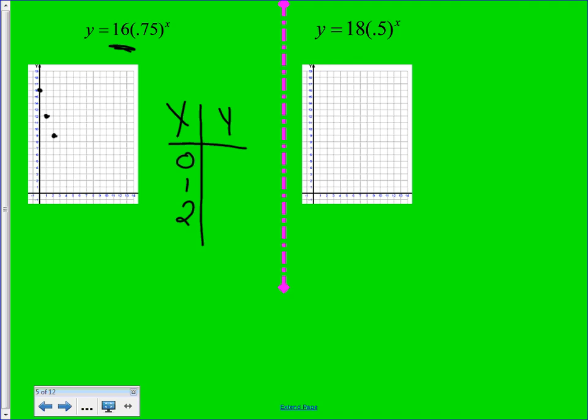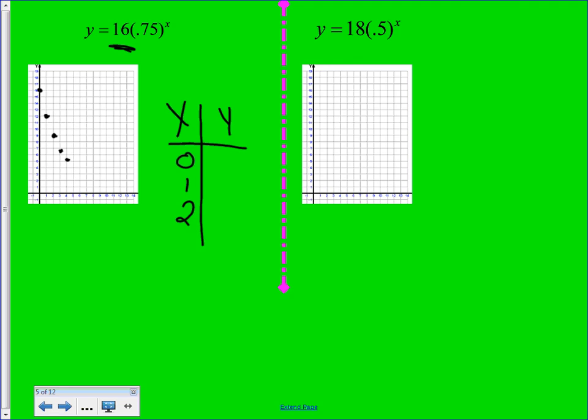So we're going to keep sloping downwards. Next, when I raise it to the third power, I get 6.75. So I'm going to go over 3, and then up 6 and 3/4 of the way. Next, I'm going to plug in 4 for x, so I take 16 times 0.75 to the fourth power. When I do that, I get 5.06, so I'm going to go up to 5 and just a little above.